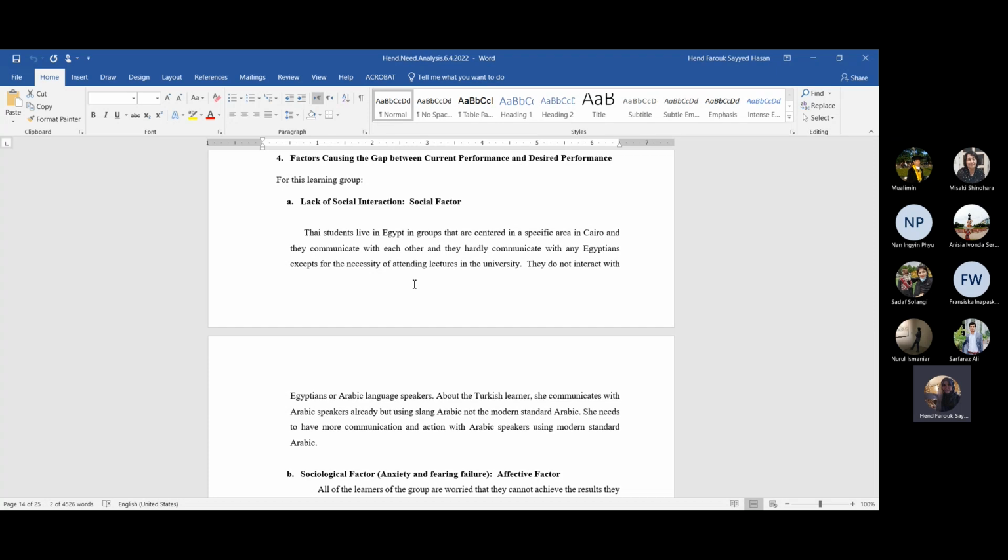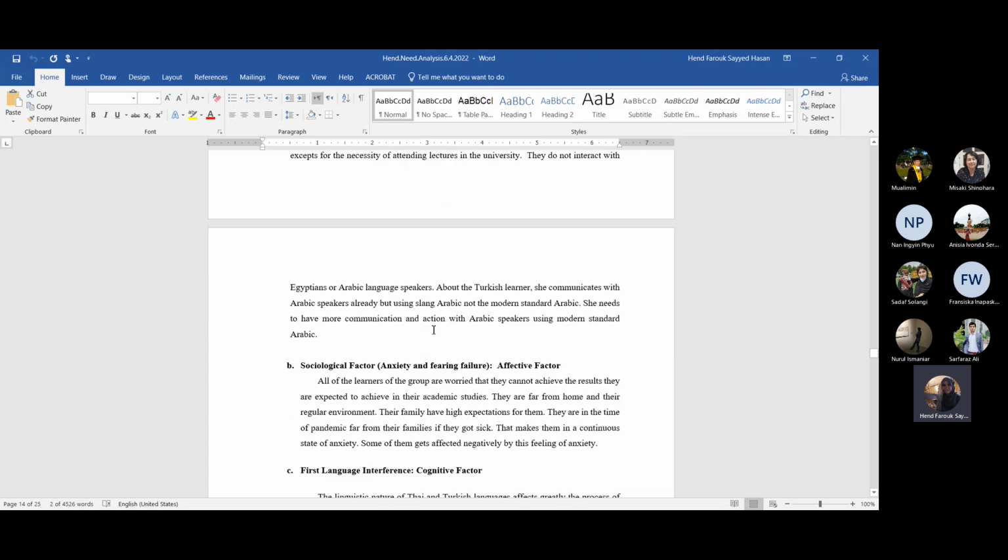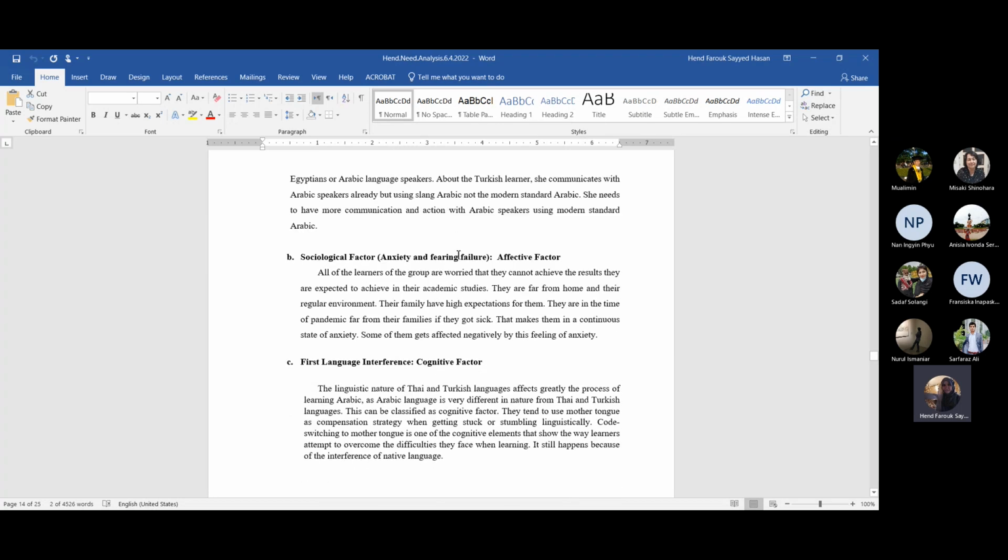Even when they study, they go to the university there, their dormitory is also in Nasr City. So they hardly communicate with Egyptians or Arabic speakers. So this is a factor that I think they need to overcome. The next one is the sociological factor: anxiety and fear of failure.